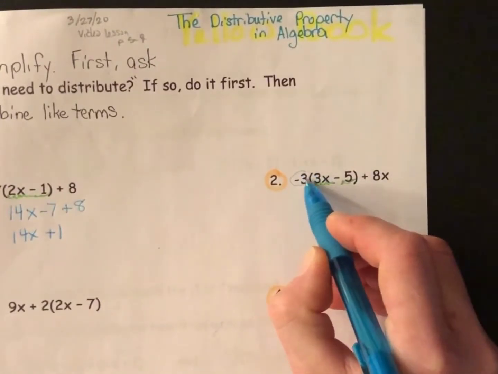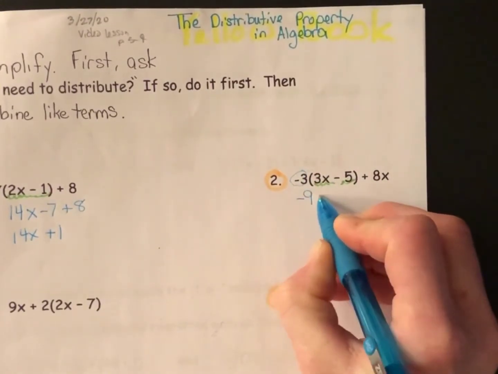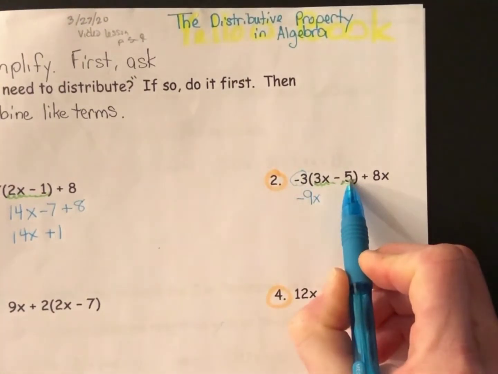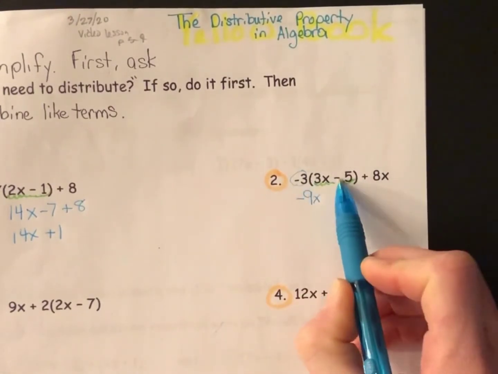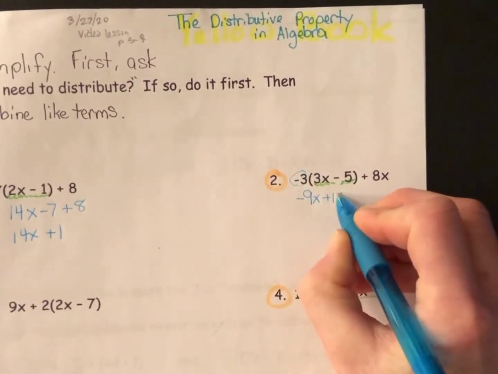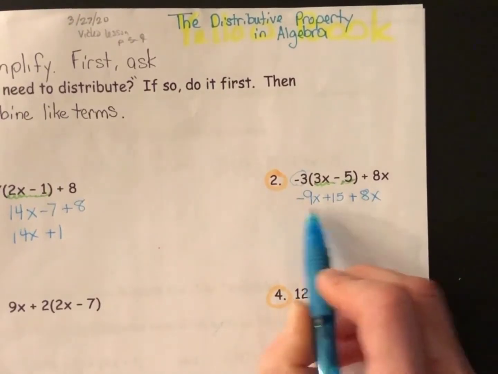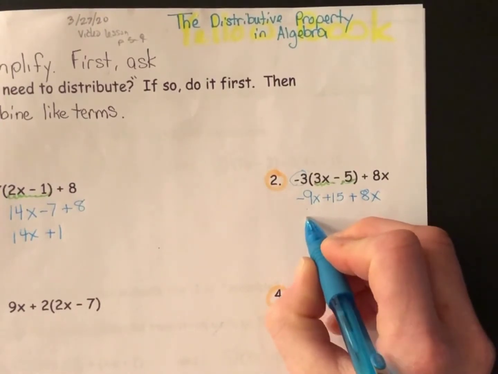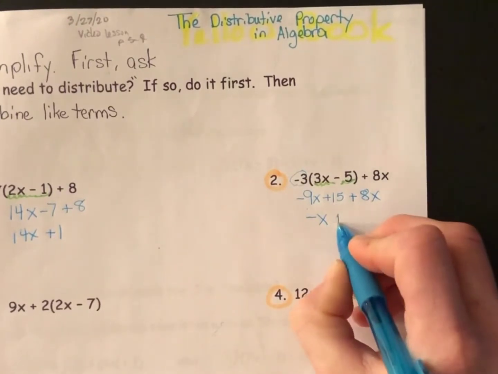So negative 3. Negative 3 times 3x is negative 9x. Negative 3 times negative 5, don't think of that as minus 5. Think of it as negative 5. Negative 3 times negative 5 is positive 15. Plus 8x. I'll combine my like terms. Negative 9x plus 8x is negative x, negative 1x or negative x, and then plus 15.